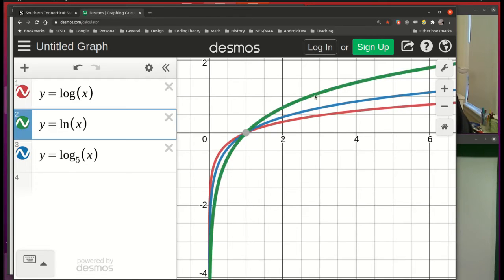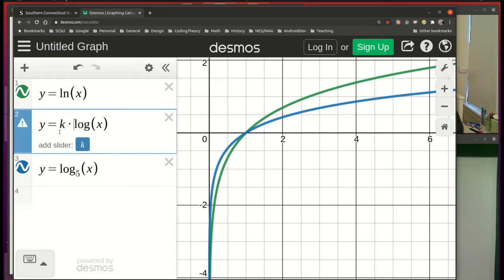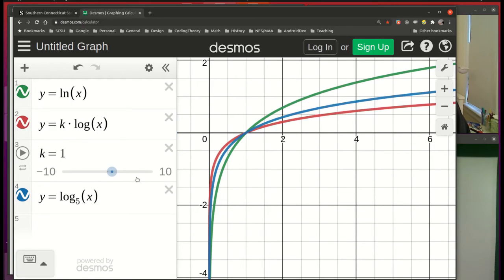I'm going to use the green guy. We'll try to match these other guys to the green guy by throwing in a scale factor. So wait a minute, put the green one on top. Log base 10 is much shallower. If I throw a constant k in front of this guy and add a slider for that, well, when k is 1, of course, I'm just seeing log 10. But if I bump k up, I can make this graph coincide with the green graph.